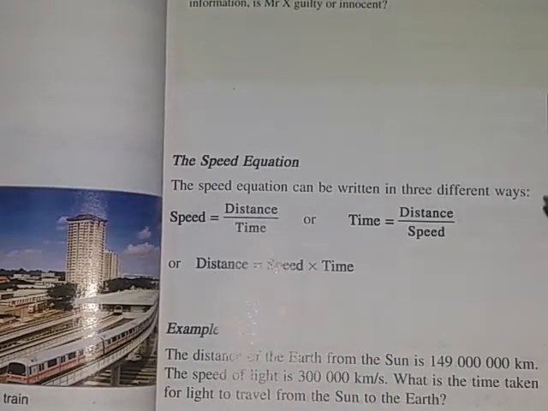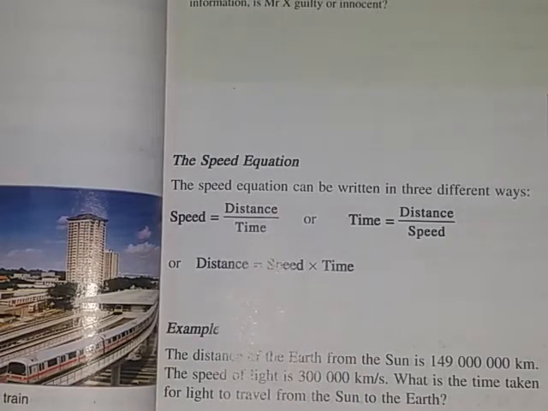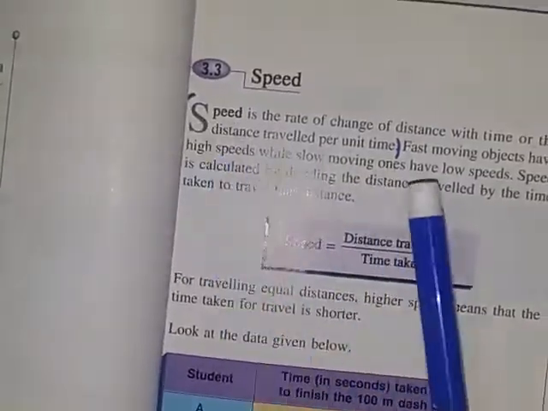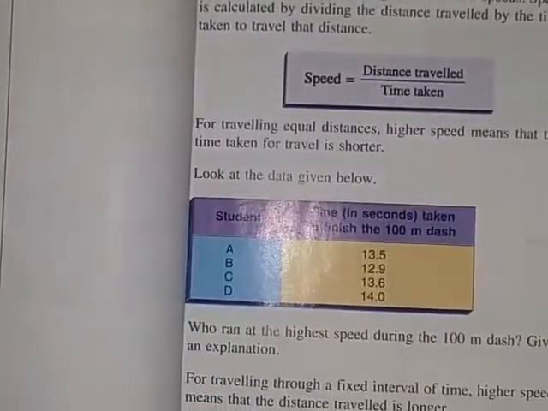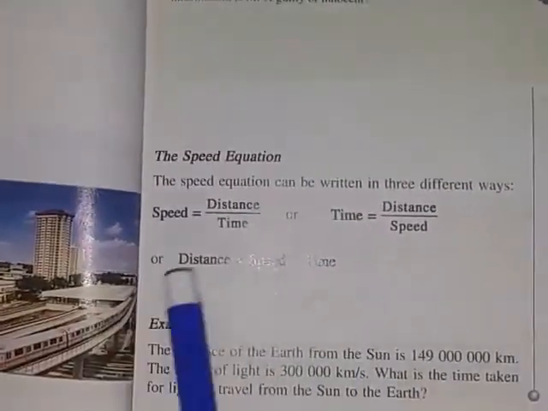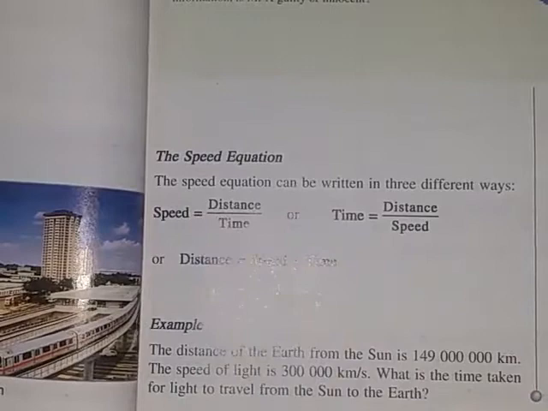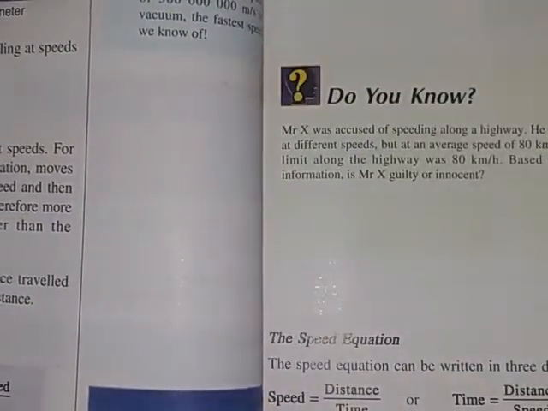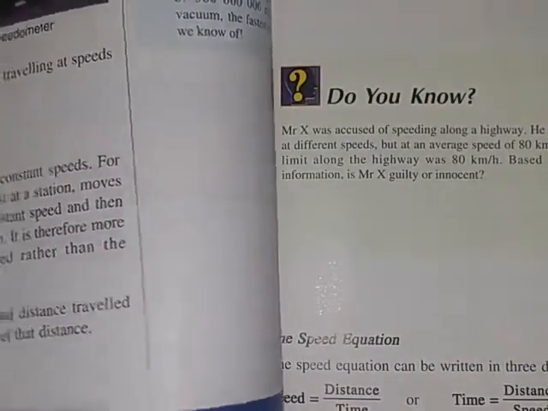So your classwork, students, is to write first of all the definition of speed from here to here, and then write these three formulas, number 1, 2 and 3. So this is your classwork, and students, your homework is to make 10 fill in the blanks from this topic speed.